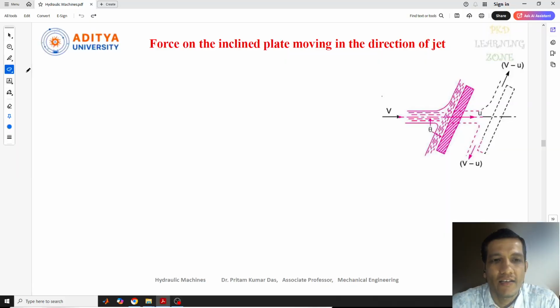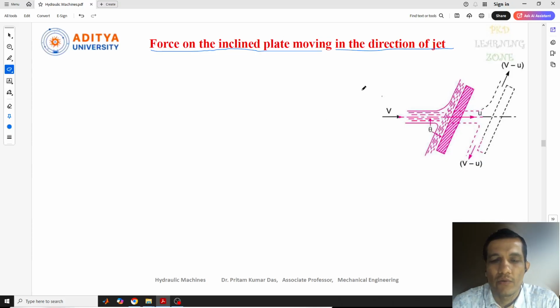In this lecture, we will derive an equation for the force exerted by the jet on the inclined plate moving in the direction of jet. So we need to find out the force exerted by the jet on the inclined plate which is in moving condition in the direction of jet.